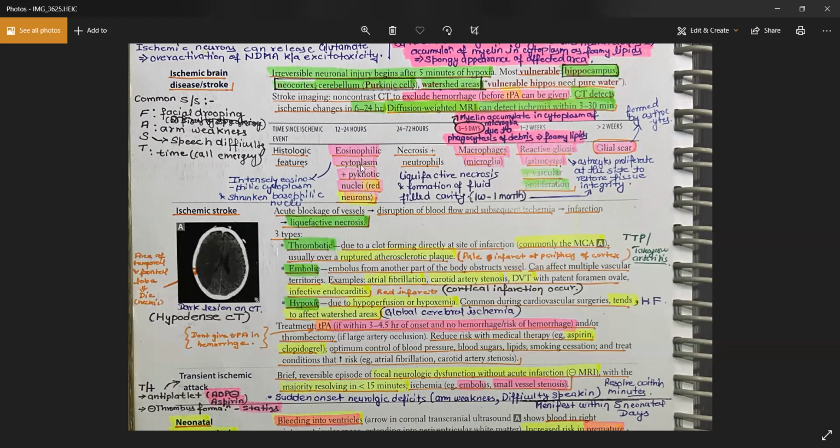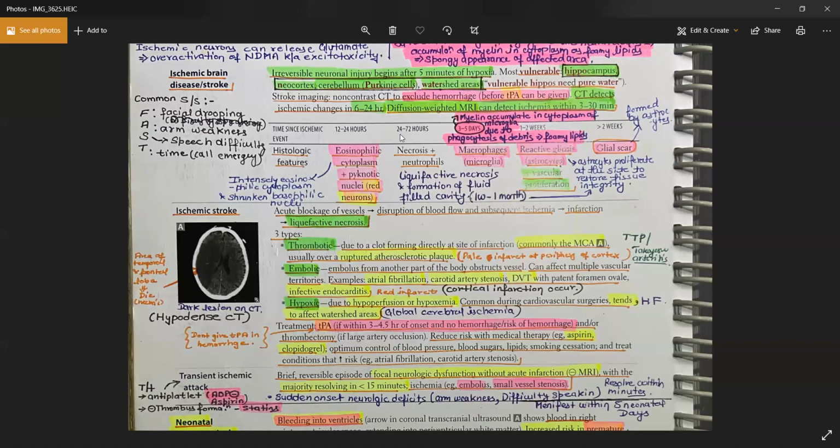And what you will see on the histology are the red neurons because of the shrinkage of the neurons. We have discussed that already, right? You will have the loss of Nissl substance, you will have the shrinkage of the neurons because of increased intensity and loss of membrane. The neurons will become red neurons, very eosinophilic, you will see.